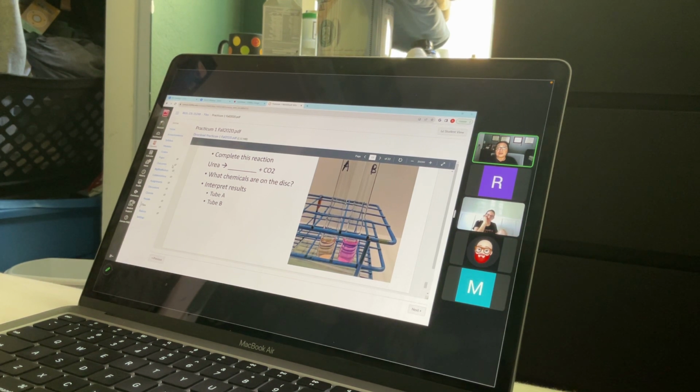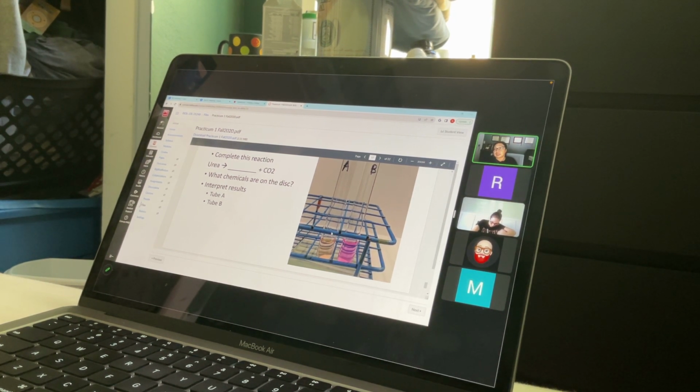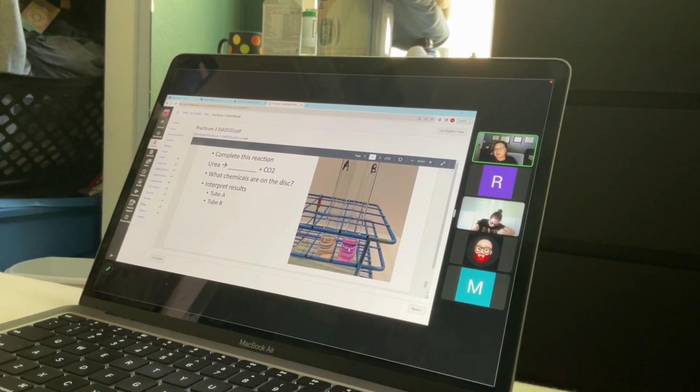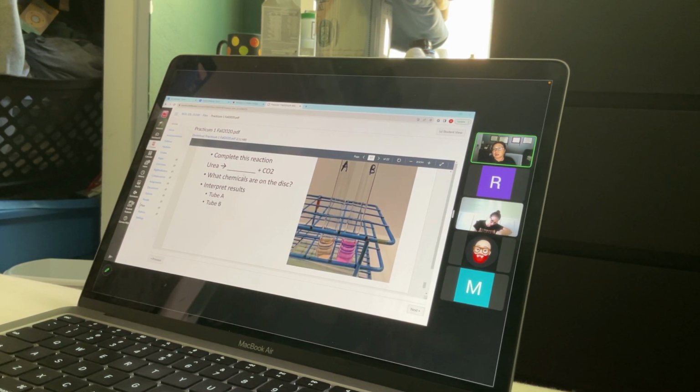Okay, so interpret results. A would be a negative result because there's no color change. There is no change in pH. The bacteria do not have the enzyme urease. Versus B, there is a color change, there is a change in pH. The bacteria have the enzyme urease. You could even go further and say urea broke down into ammonium and carbon dioxide, just to really show me you know your stuff. But you don't get extra credit for it.